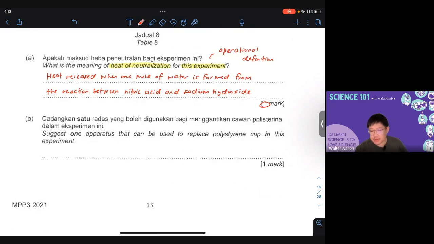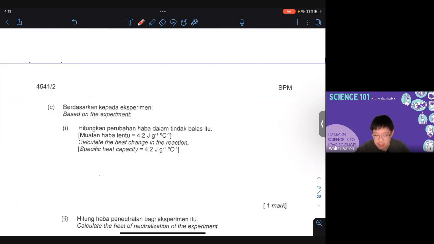B, suggest what apparatus can be used to replace polystyrene cup in this experiment. So we can use here plastic cup, okay, because plastic is also considered a heat insulator. But of course, the best is still polystyrene because it can reduce the heat loss more effectively.